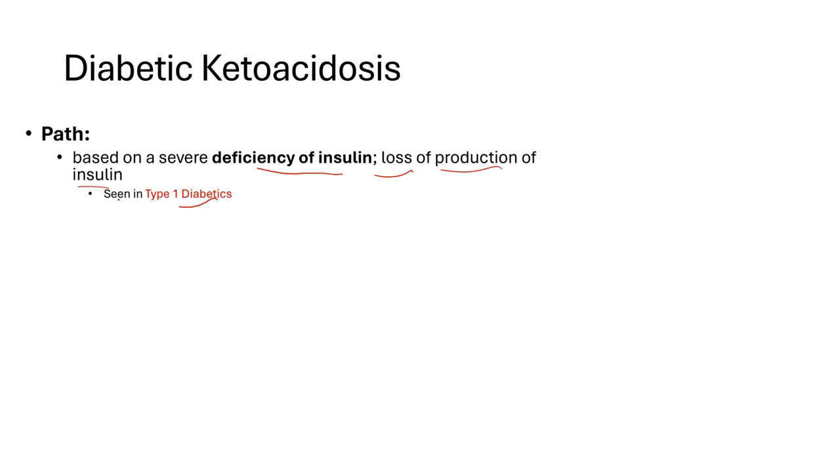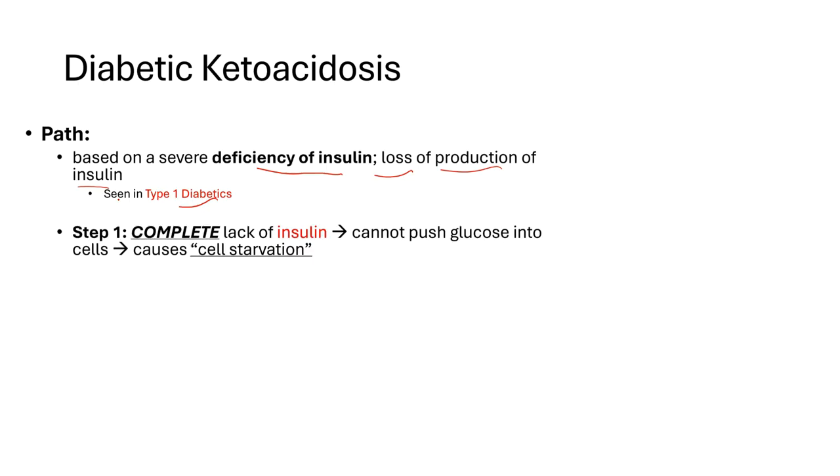exactly what's taking place. So let's begin with step 1. We have a complete lack of insulin, as we've already talked about. This leads to the inability to push glucose back into the cells, leading to something known as cell starvation. Remember, insulin's main role is to push glucose into the cells. So if we have a lack of insulin, we cannot push that glucose into the cells. When the cells become starved due to the lack of glucose, which they would typically use for energy, they begin to look for other sources.